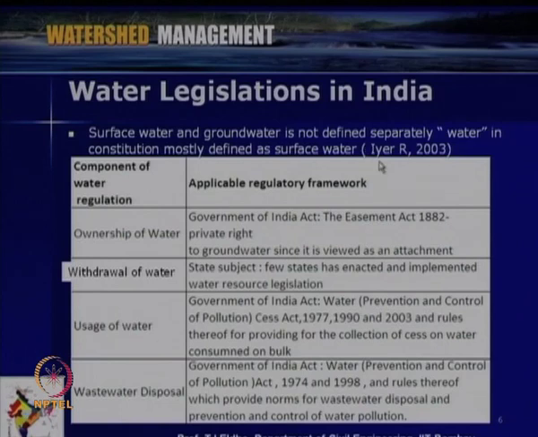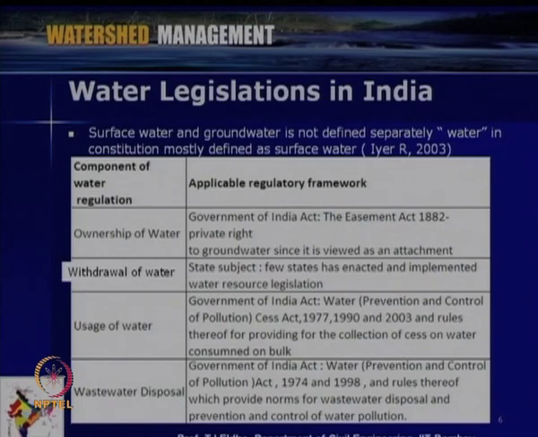Now we will discuss various water legislations as far as India is concerned. In India, surface water and groundwater are not defined separately, so it is mentioned as water only. Various components of water regulations are listed here, and the applicable regulatory framework is also mentioned. As far as ownership of water is concerned, as per the Government of India Act 1882 rules, ownership of the water lies with the state government, with the Government of India having an advisory role.